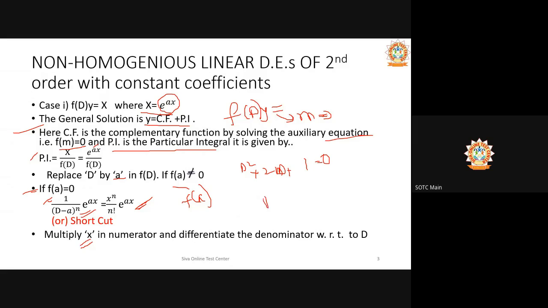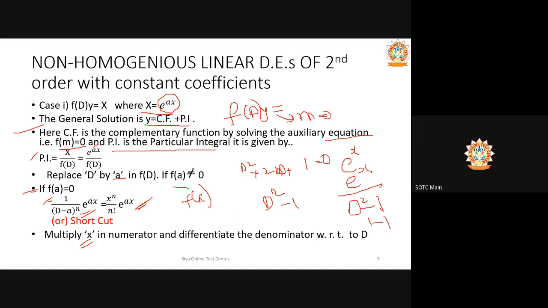Suppose now you have d square minus 1 in the denominator, right? And the function is e power x. So we have e power x by d square minus 1. Now tell me, what is the a value here? That is 1, right? So if you replace this d with 1, 1 square minus 1, 1 minus 1, it is getting 0. So this is failing the case.